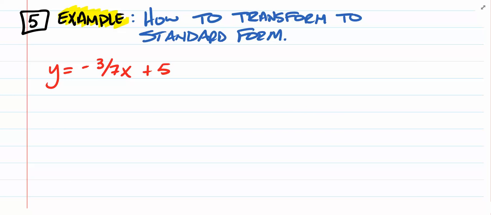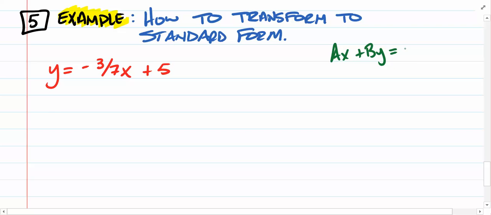Okay, box number 5 says, how do we transform to standard form? Okay, this is kind of like box number 1. So remember, standard form looks like this: Ax plus By is equal to C. Now this book wants to make sure that the A and the B and the C are all integer values. So they have to be all integers. So we can't leave any fractions in there. So no fractions here for the values of A and B. So how do we do that?